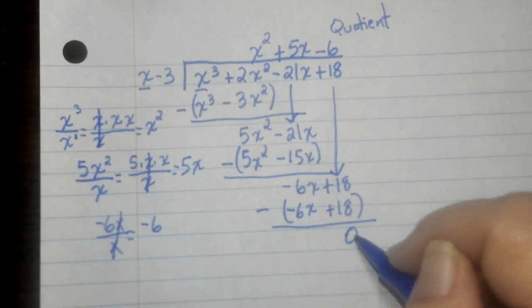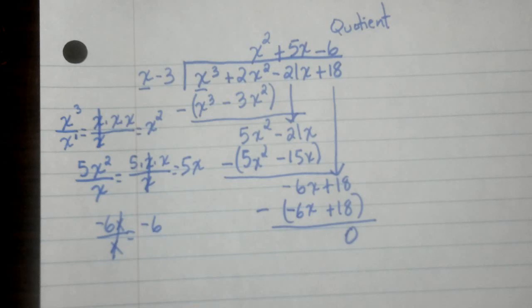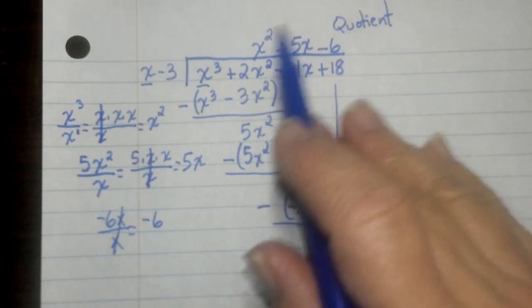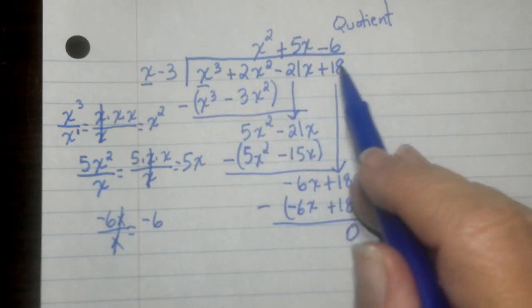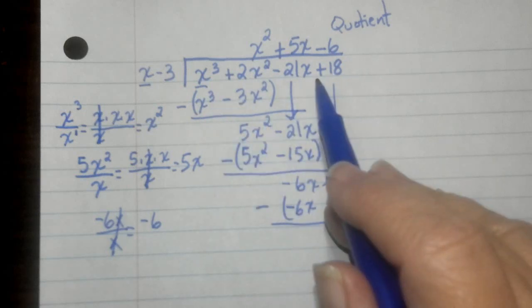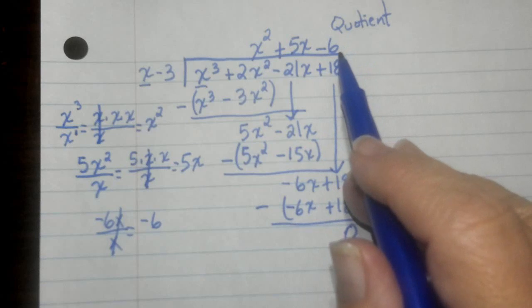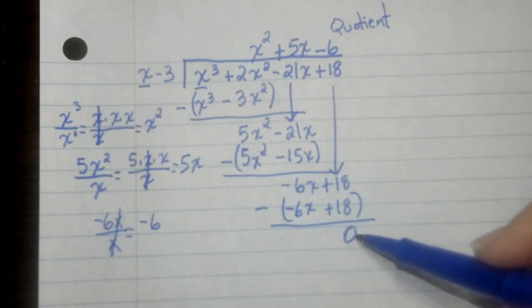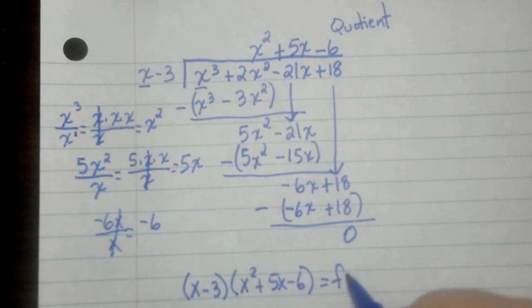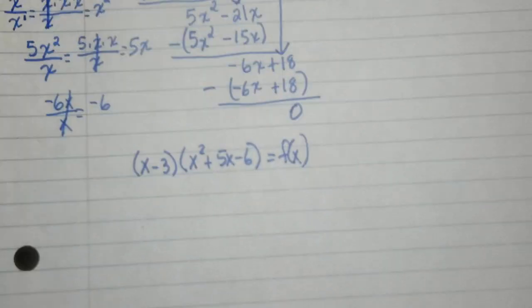And because I got a remainder of 0, what does that tell me? What have I found out by doing this problem? I found this quotient. And how is this quotient then related to the dividend? It's a factor, right? So because my remainder came out to 0, I now know that x minus 3 multiplies by x squared plus 5x minus 6 to equal my original function. I'll just put equals f of x.